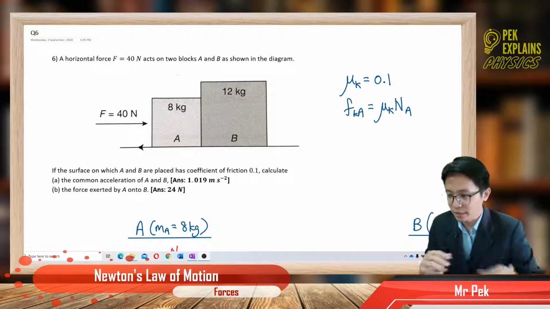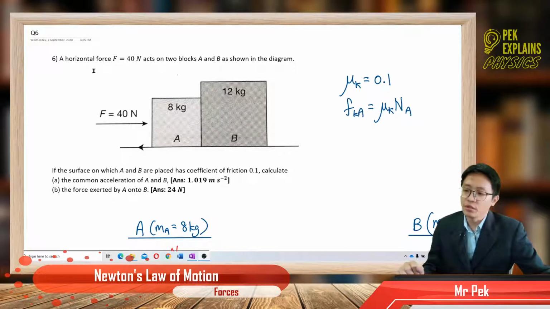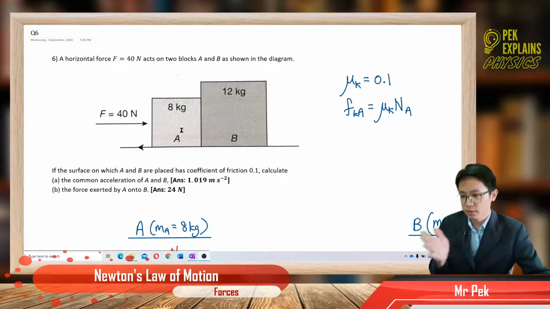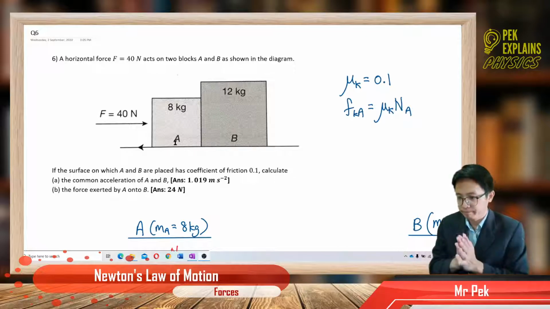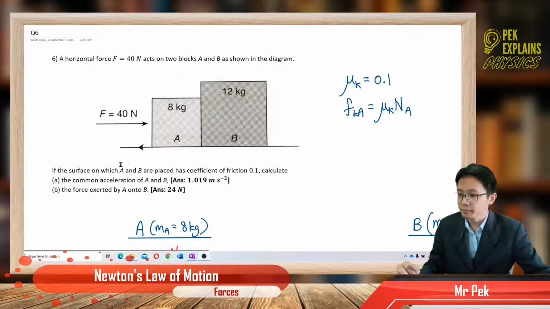Okay, let us read the question together. A horizontal force, 40 Newton, acts on two blocks A and B as shown in the diagram. So we have two blocks here, 8 kilogram and 12 kilogram, right? They are in contact with each other. If the surface on which A and B are placed has coefficient of friction 0.1. So this surface has friction. Yeah, it's rough, because it gives us the coefficient.